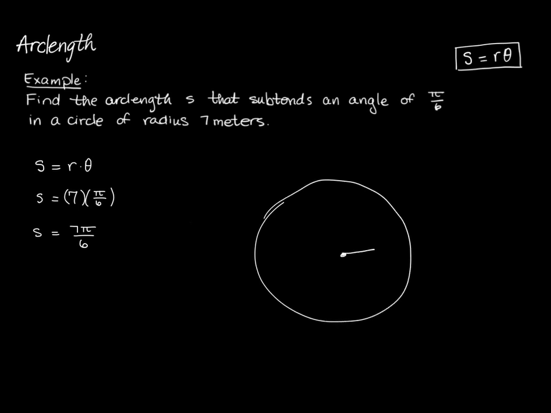If the radius of a circle is in meters, then an arc length is also going to be in meters. This is a linear measurement here. It doesn't really seem like it because it's not on a line.